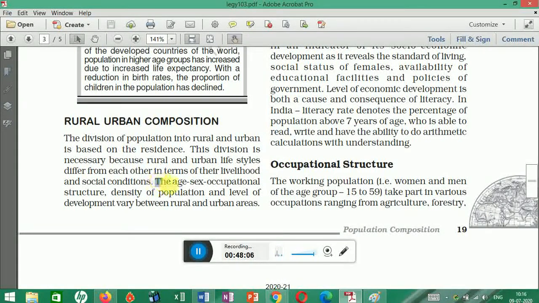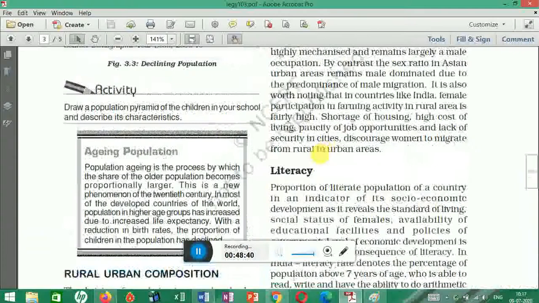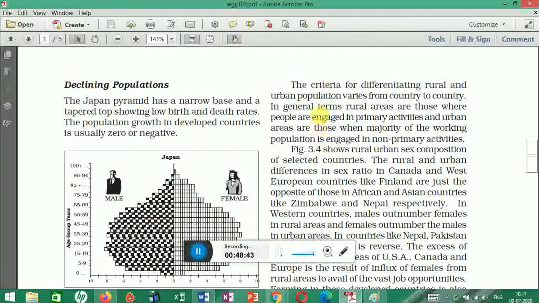Here the age-sex population, age-sex occupational structure, density of population, and level of development vary between rural and urban areas. You will find a difference in the age-sex composition between rural areas and urban areas. Okay, and you'll find difference in the occupational structure between the females and the males in the villages and the urban areas. You'll find a lot of difference. So let us read this area.